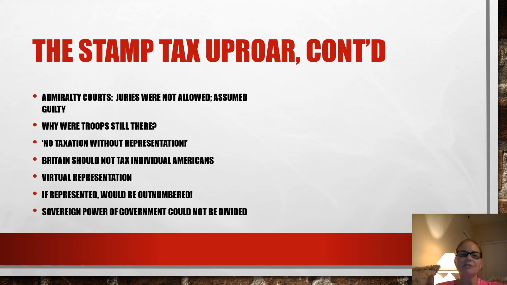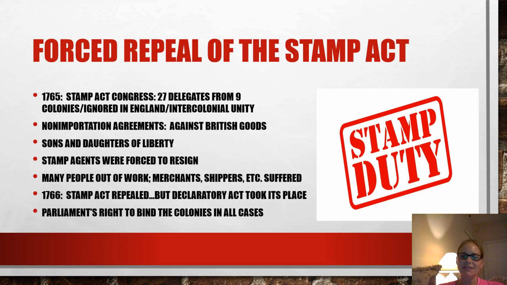But the British Prime Minister Grenville said, you are virtually represented. Everyone in the British Empire is virtually represented. You're always in our hearts and minds as British subjects, so you're therefore represented by us. We want what's good for you. They thought that was, like what your book said, hogwash. Virtual representation is hogwash. Sovereign power of government could not be divided. So, again, they felt that the individual colonies had the rights over individual Americans at that time.